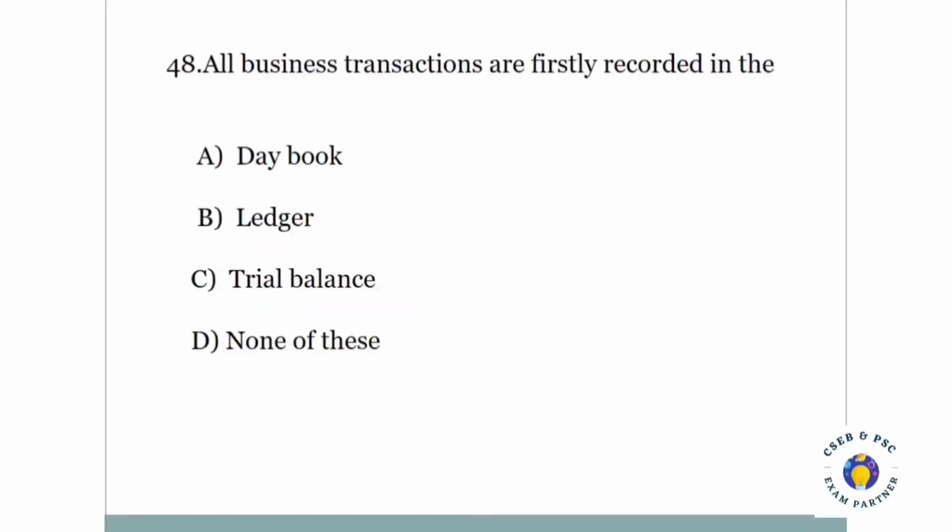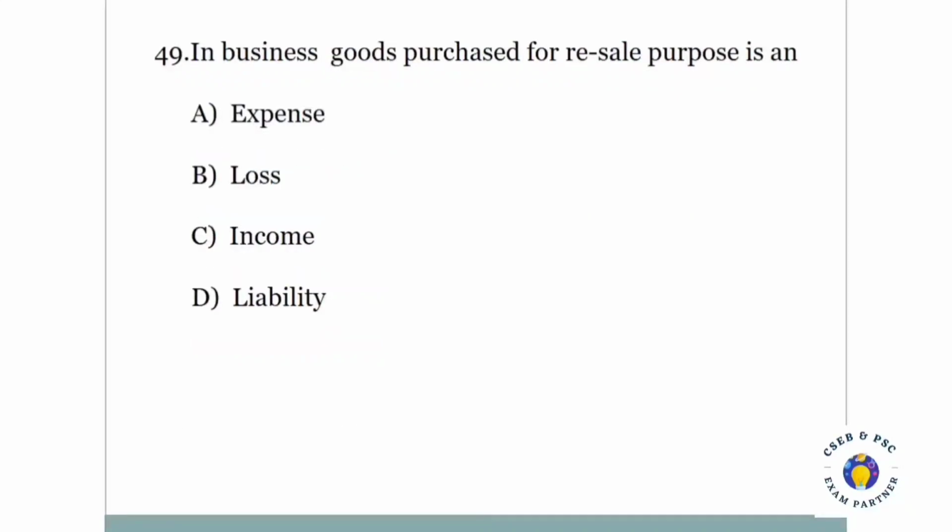Question number 48. All business transactions are firstly recorded in option A, daybook. Option B, ledger. Option C, trial balance. Option D, none of these. Answer is daybook. Question number 49. In business, goods purchased for resale purpose is an option A, expense. Option B, loss. Option C, income. Option D, liability. Answer is expense.